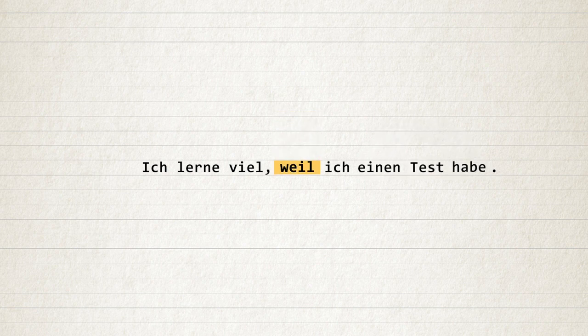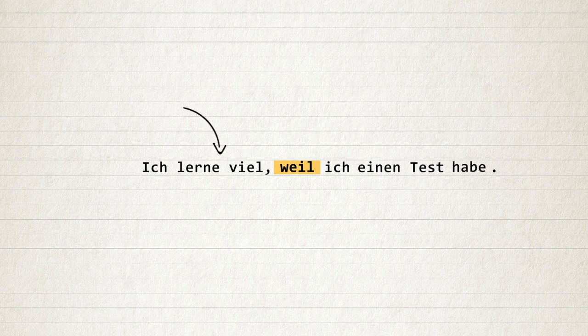Ich lerne viel, weil ich einen Test habe. So the reason for learning is that I have a test, right? We put the conjunction weil in the part of the sentence that tells us the reason for the action in the other one. And did you notice what happened with the word order in the sentence? Let's look at it one more time in slow motion. See it?